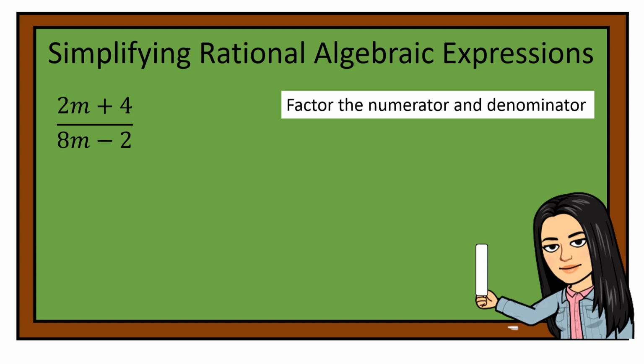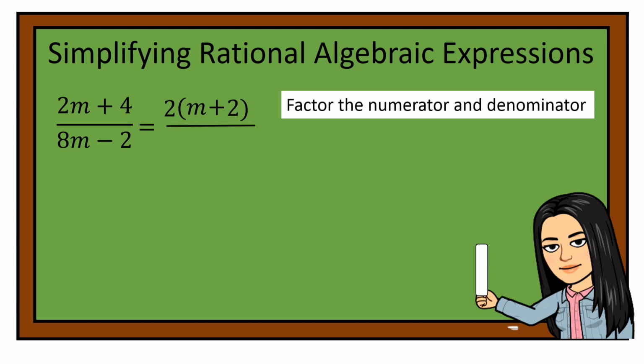In this example, our numerator has a greatest common monomial factor, and that is equal to 2 as the greatest common monomial factor. Next, after getting the greatest common monomial factor, divide 2m by 2. So we have here m. And then copy the plus sign. 4 divided by 2 is equal to 2.